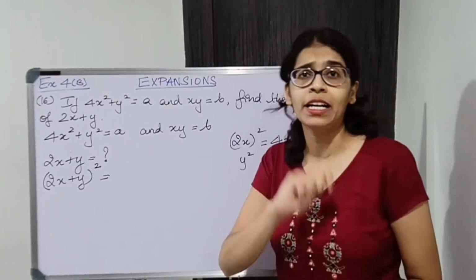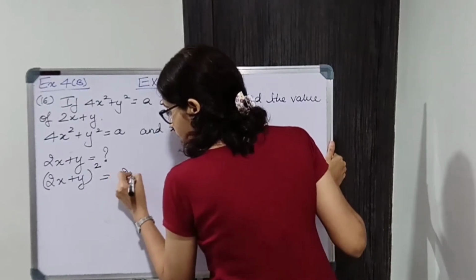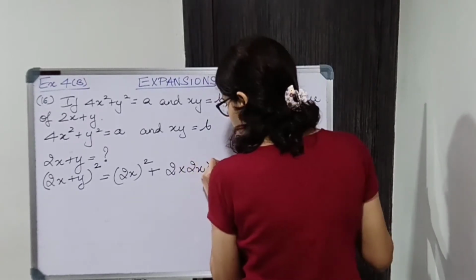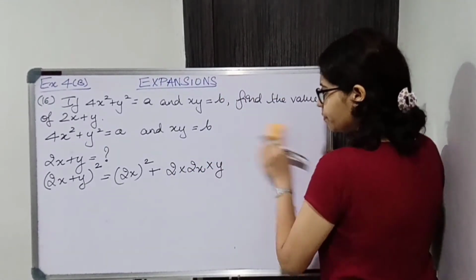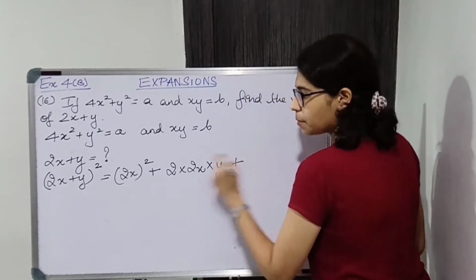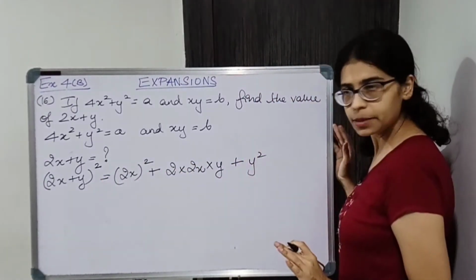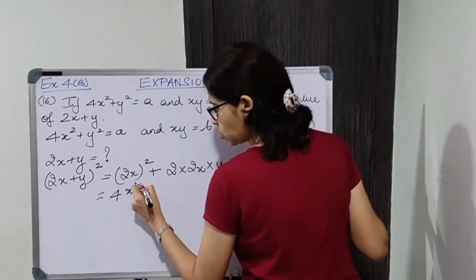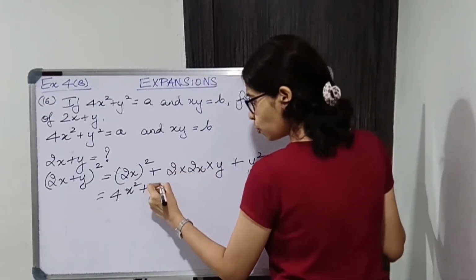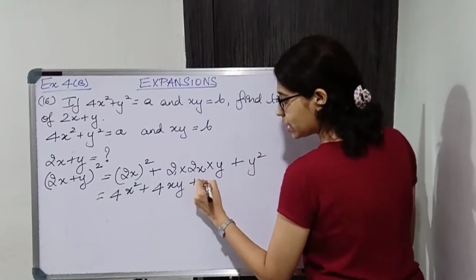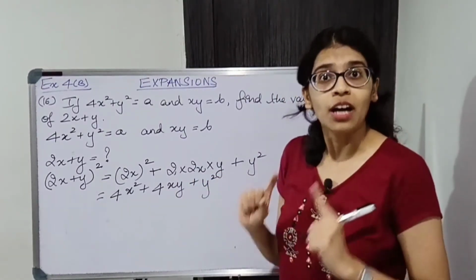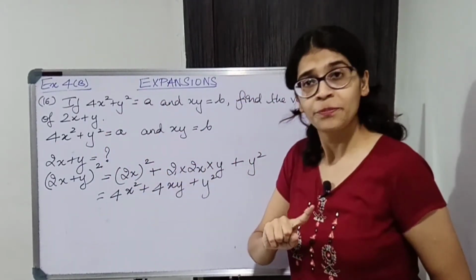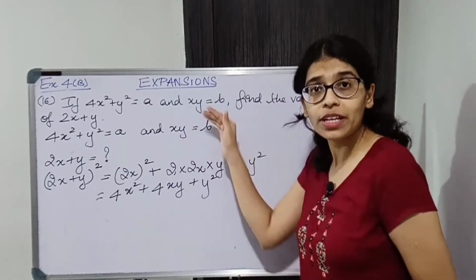So now we'll write the expanded form. a² plus 2ab plus b². So 2 squared is 4, x squared is x². Multiply the numbers first: 2 into 2 into... 4xy plus y². Now look at the given part. 4x² + y², I know the value, I can substitute a. xy is b, so I can substitute that.